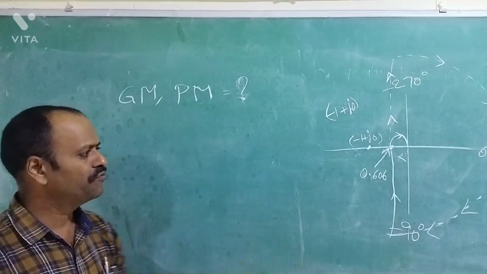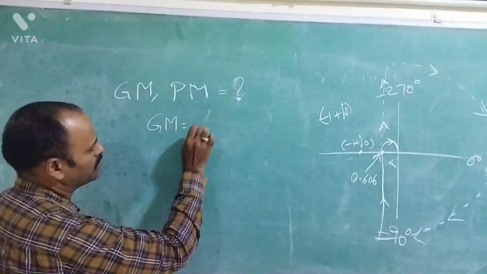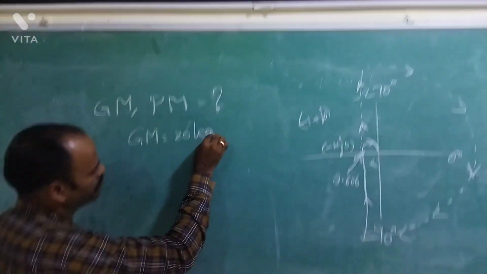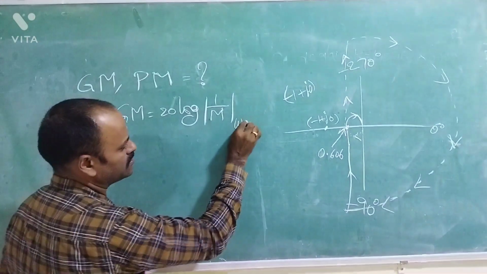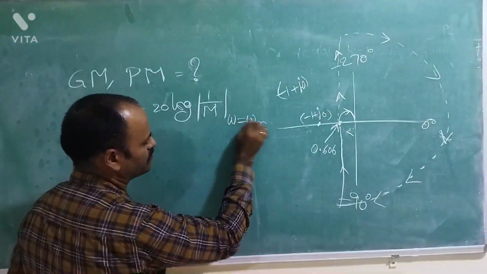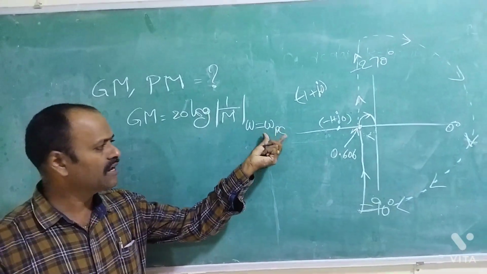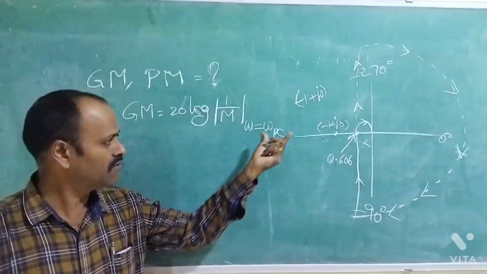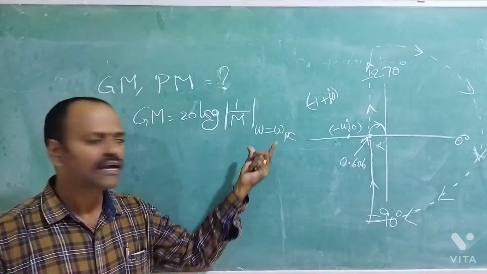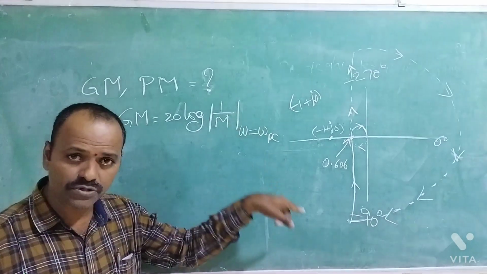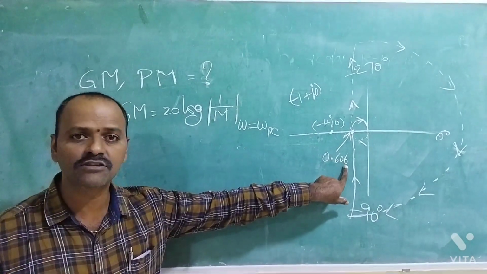Then we can find the gain margin as well as the phase margin using this Nyquist plot. We know the formula for gain margin is equal to 20 log of 1 by magnitude at omega equal to omega PC. Omega PC means phase crossover frequency. We have obtained the phase crossover frequency, that is 0.707 radians per second, and we substituted that in the magnitude also. We got the magnitude at phase crossover frequency as 0.606.